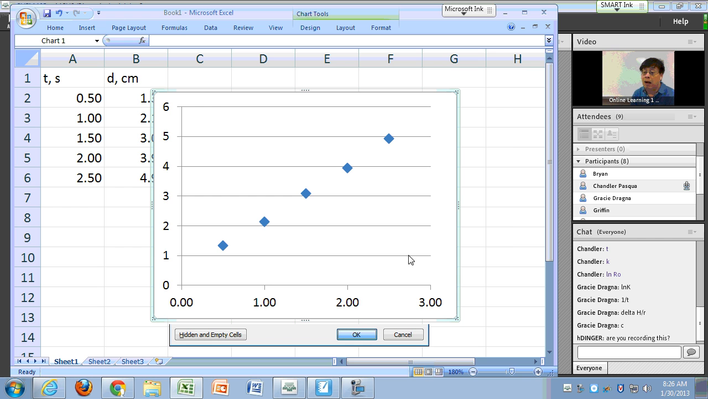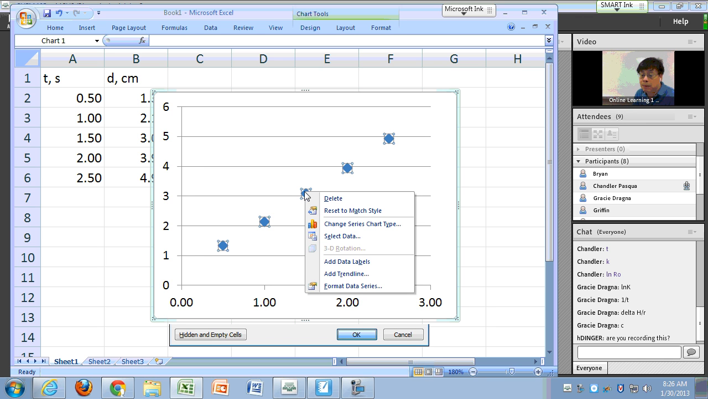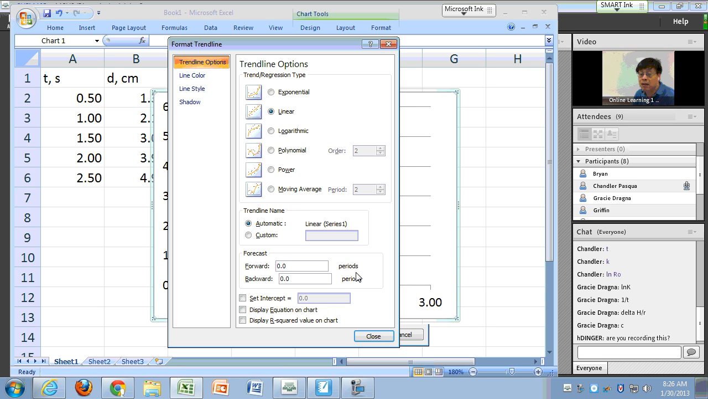All right. Now, if I want to draw the best fit line, I hover over one of the points. It will tell me that I'm hovering over a point, and it will tell me what that point is. So this is 1.5 and 3.08. So that's the third point I have. Right click over that, and then you can click on add trend line. And you can select what kind of trend line you want. Generally, we want a linear trend line.